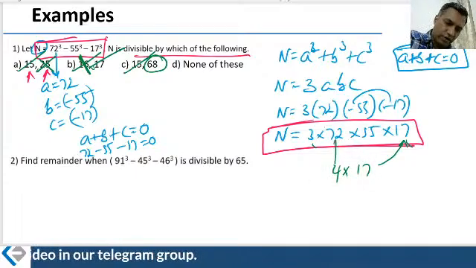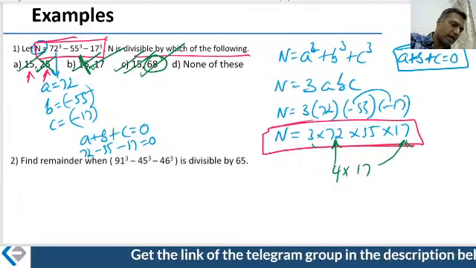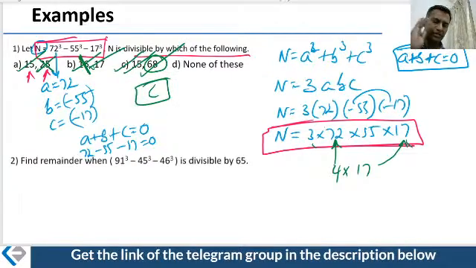What about 4? 4 divides this. Therefore, you say that 68 divides this. And hence you say that C is my answer. Ultimately, C is my answer.